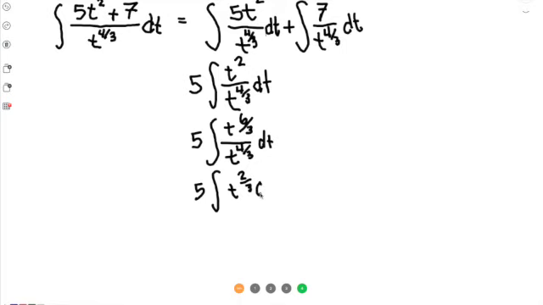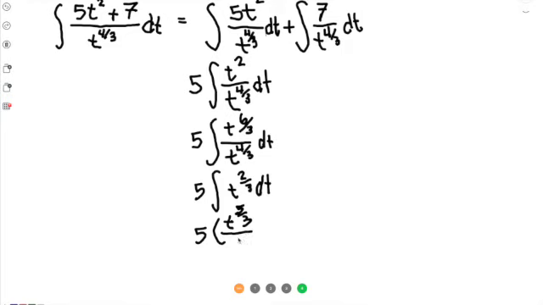Okay, so now we can use a power formula here since this is t raised to the 2/3. So we have, the answer should be equal to 5 multiplied by t raised to 2/3 plus 1, which is 3/3. That would be 5 over 3 all over 5/3.